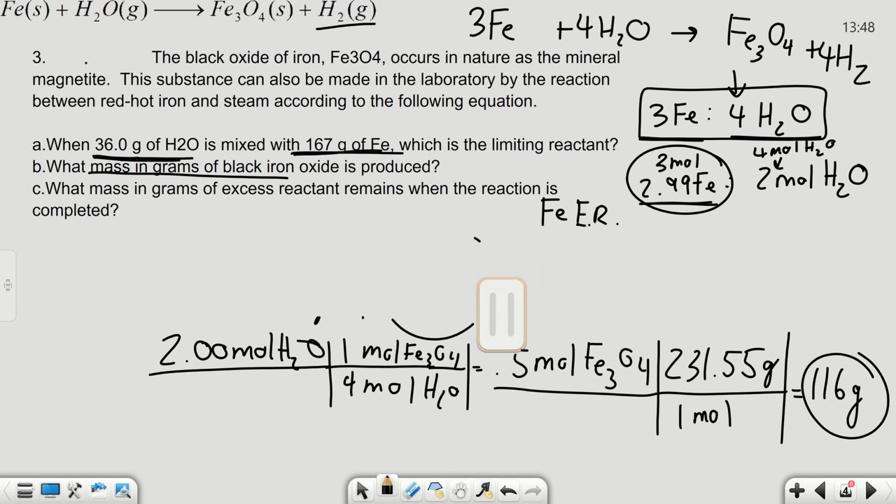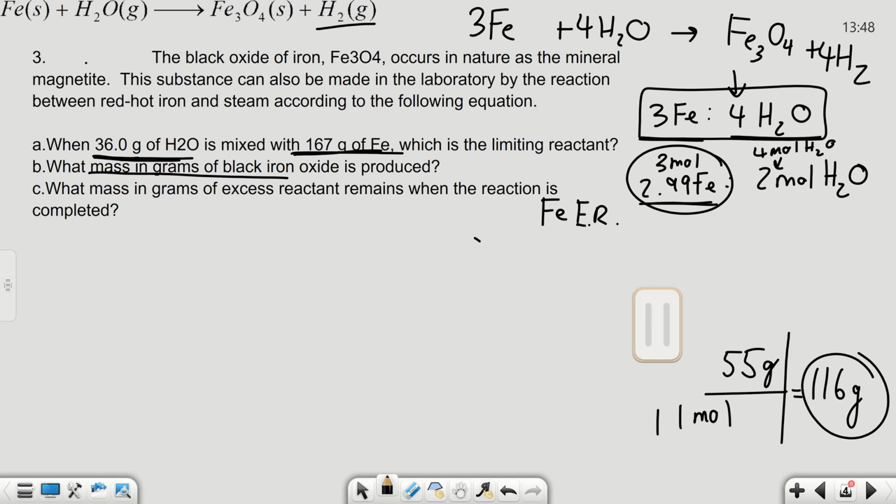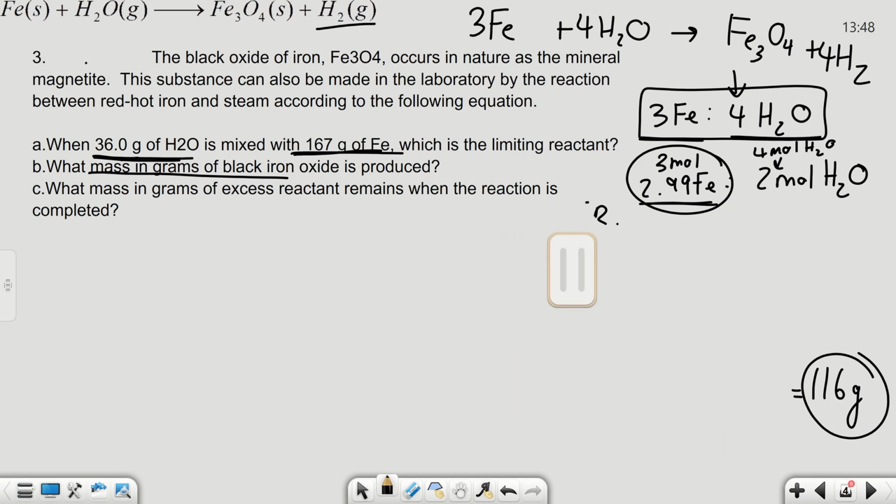All right, so what do I do next? Part B was 116. What's my last thing? What mass in grams of excess reactant remains in the reaction? I probably shouldn't have gotten rid of everything, but we'll just do it over again. I need to go from the limiting reactant to the excess reactant. My limiting reactant again was H2O.